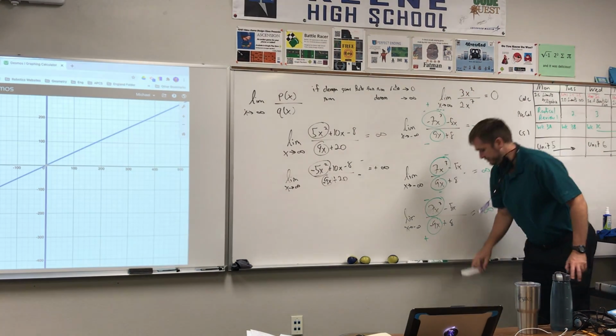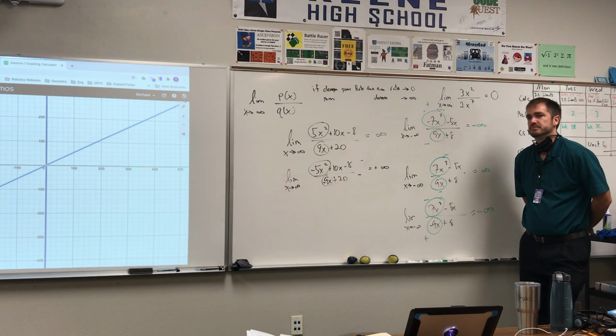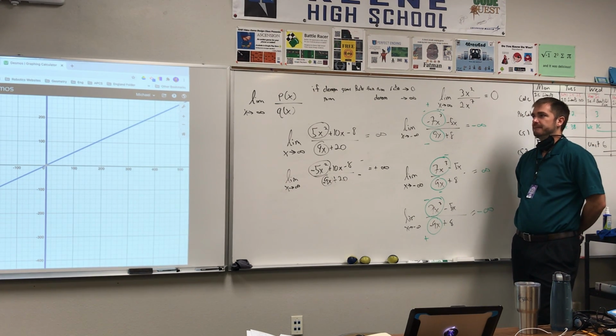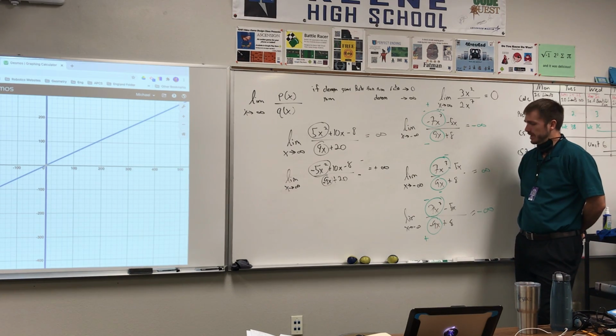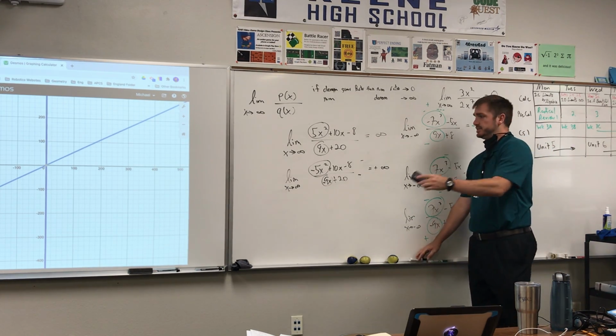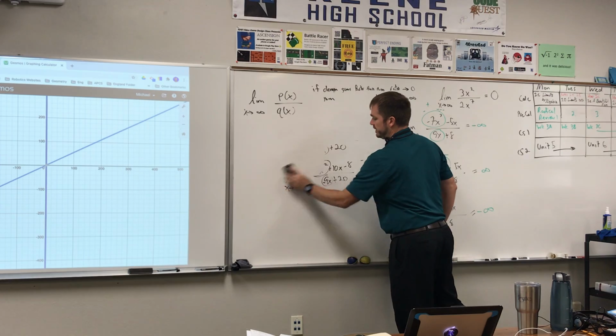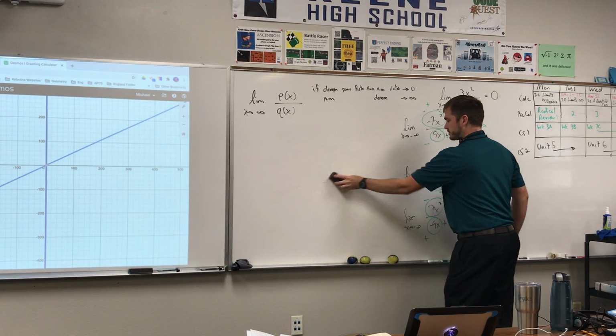Does negative infinity determine what the x is going to be, basically? Yes, if that's your question, then the answer is yes. That's a good question.